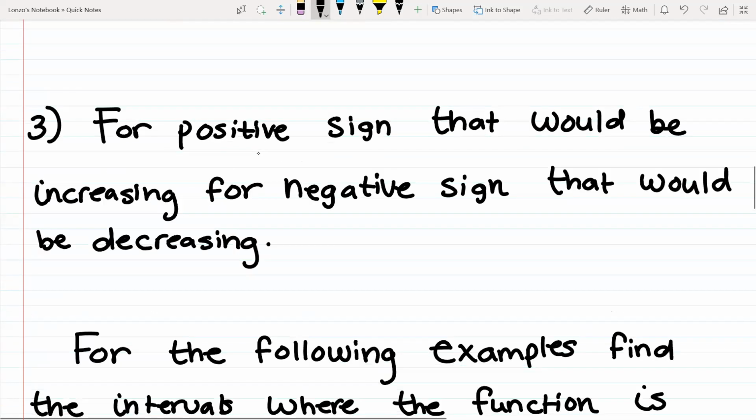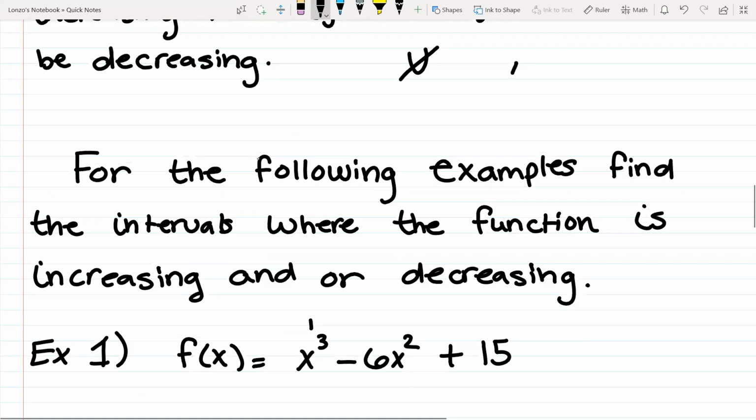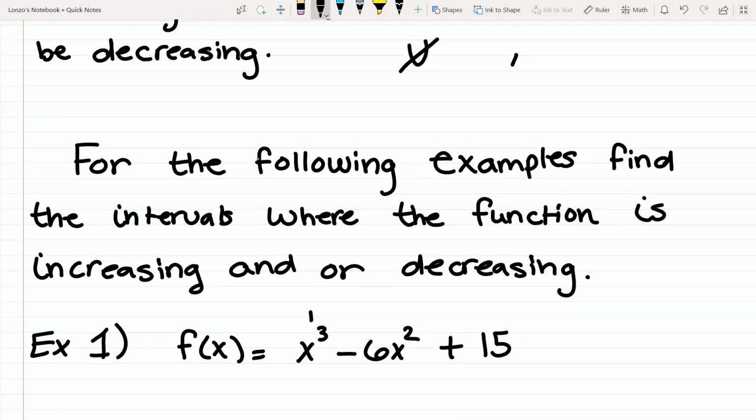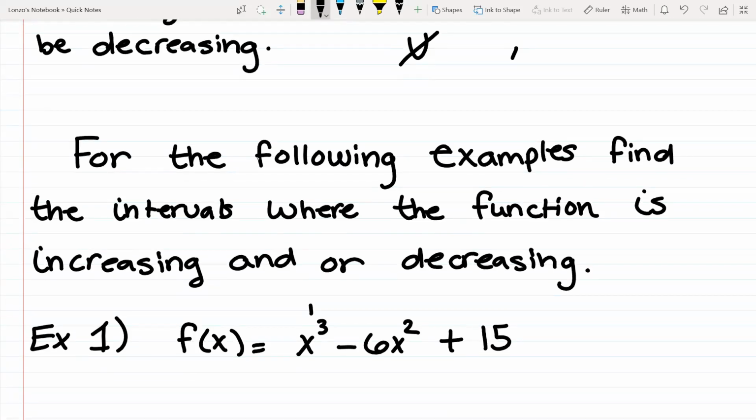Then step 3: for a positive sign, that would be increasing. For a negative sign, that would be decreasing. And when you put your final answer, you don't have to put the union. That's where a lot of people make mistakes. You don't have to put the union, you just put a comma. So for the following examples, find the intervals where the function is increasing or decreasing.